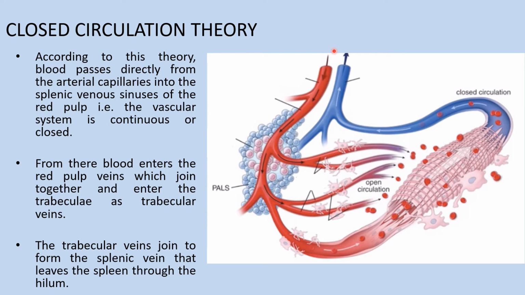According to this theory, blood passes directly from the arterial capillaries into the splenic venous sinuses of the red pulp, so the vascular system is continuous or closed. From there, the blood enters the red pulp veins, which join together to form the trabecular vein, and this trabecular vein opens into the splenic vein that leaves the spleen through the hilum.